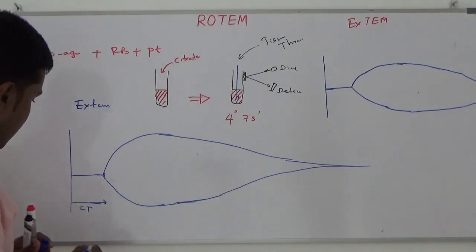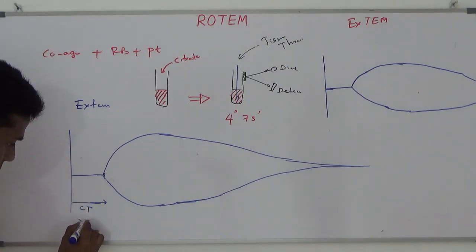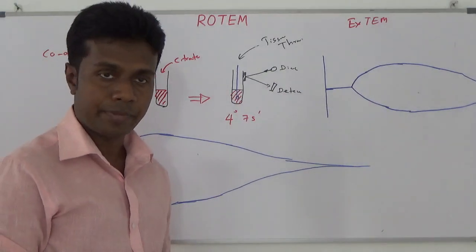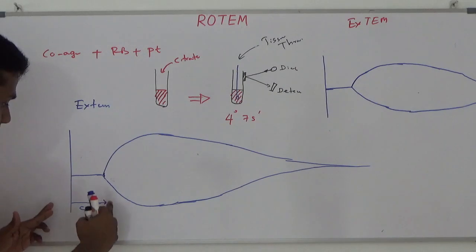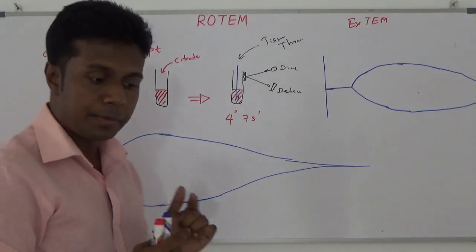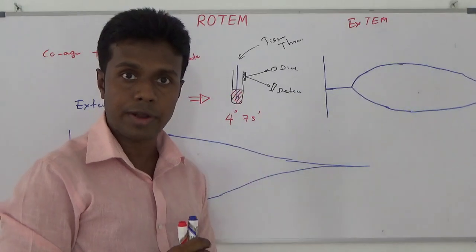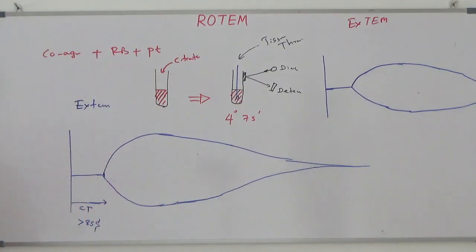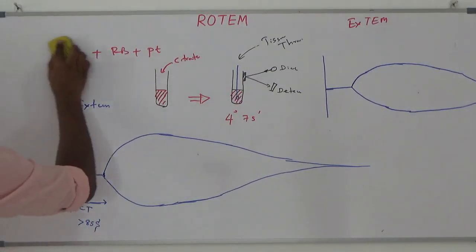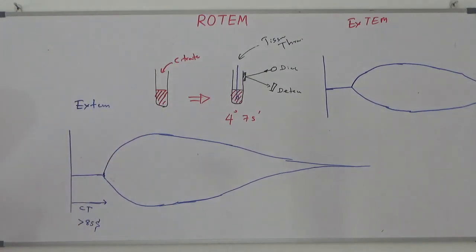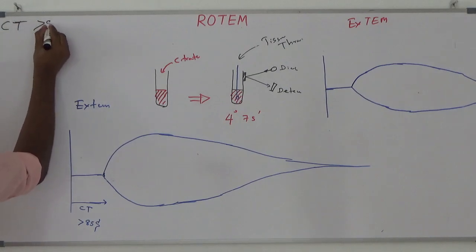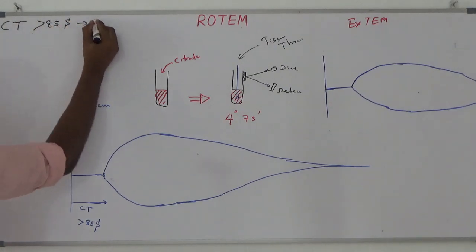What they found is, if clotting time is more than 80 to 85 seconds, that means the starting of the coagulation is delayed. If it is more than 85 seconds, the starting of the coagulation is delayed. That means your patient needs some kind of clotting factors. The clotting factors are mainly contained in fresh frozen plasma. If your patient has a high clotting time, more than 85 seconds, you have to give fresh frozen plasma.